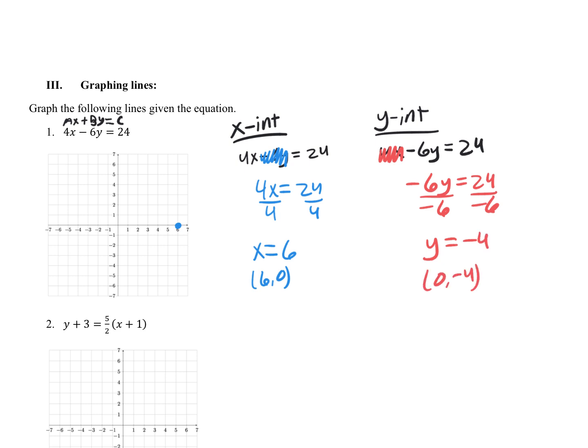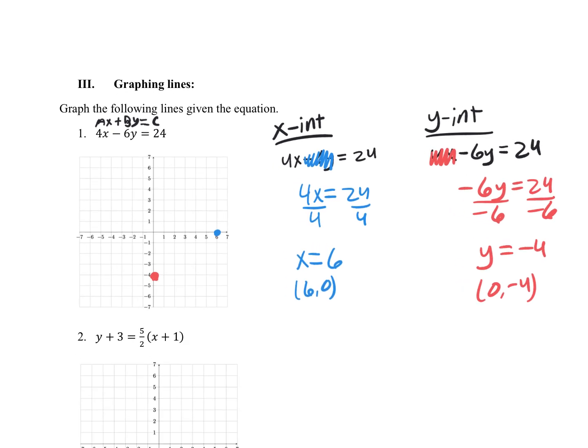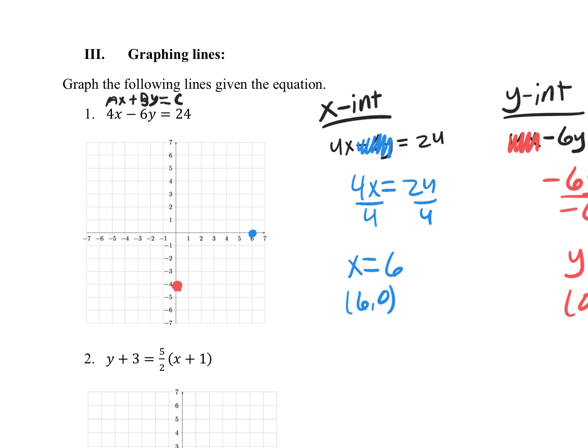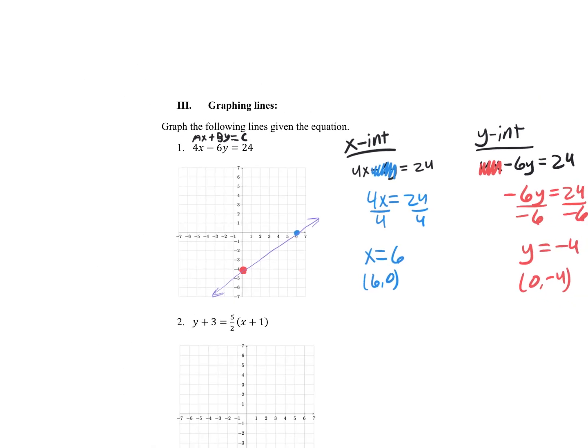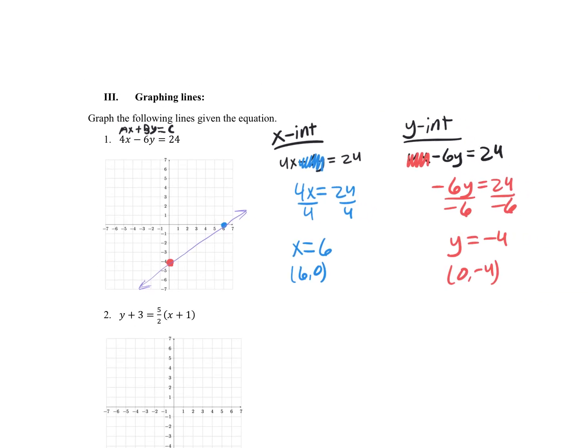I'm going to find that on my graph, and I'm going to plot that point. And then your graph is going to go between these 2 points. I'm going to connect the dots right here. So it's going to look something like that. All right, so that's how you can plot a graph using the intercepts. Hopefully you're okay with that.